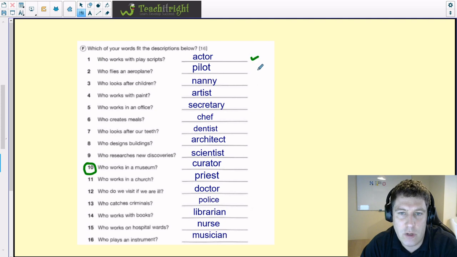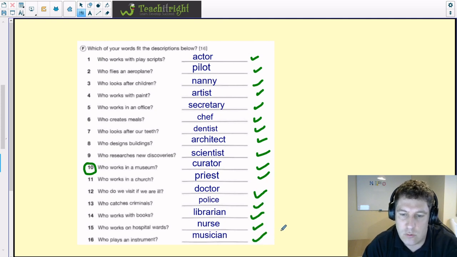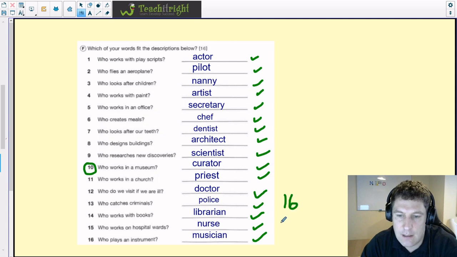Again, go down through. If you've got them correct, give them a nice tick. And then down the bottom, you can give me a score out of 16. So when you've checked, it's got a little definition of the actual job, and then you write the actual job next to it. So 16 out of 16 if you got all of those right. Don't worry if you got any wrong.